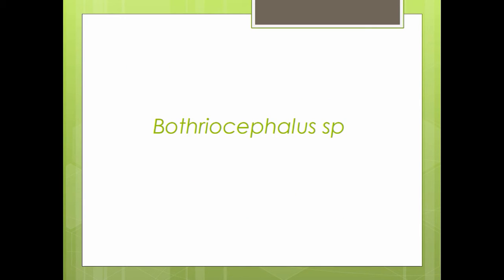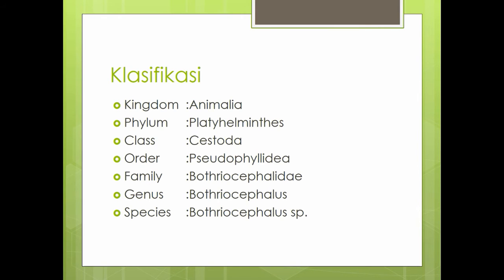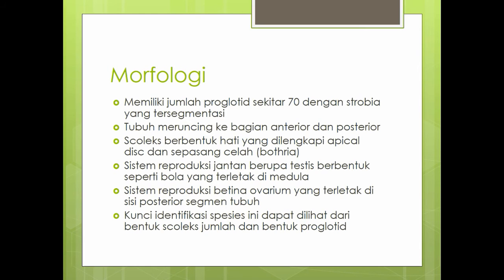First, we will discuss Bothriocephalus sp. The classification of Bothriocephalus sp. is Kingdom Animalia, Phylum Platyhelminthes, Class Cestoda, Order Pseudophyllidea, Family Bothriocephalidae, genus Bothriocephalus, and species Bothriocephalus sp. And this is for the morphology.